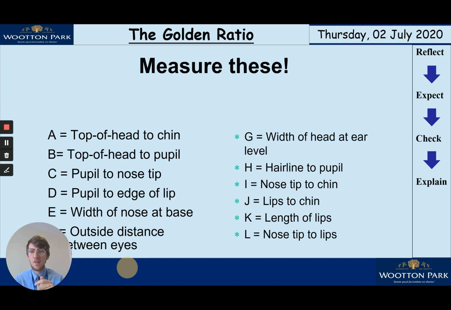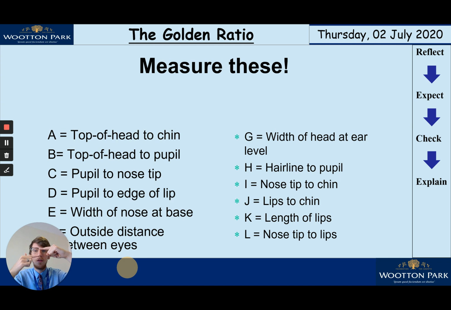Whoever there is at home, or you could get some pictures off the internet or from magazines of your favourite celebrities, pop stars, footballers, YouTubers, whoever it is. So you just get some pictures of their face, and what you need to do is start measuring these things. So A is the top of your head to your chin, B is the top of your head to your pupil, C is your pupil to your nose tip, so that distance there, okay. D is the pupil to the edge of your lips.